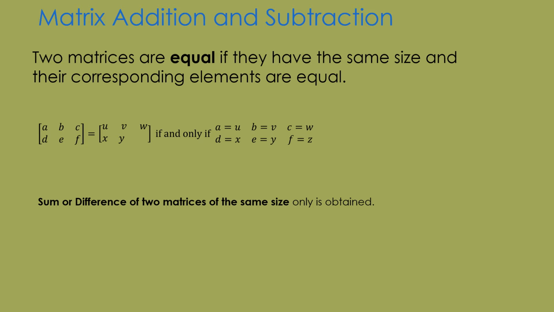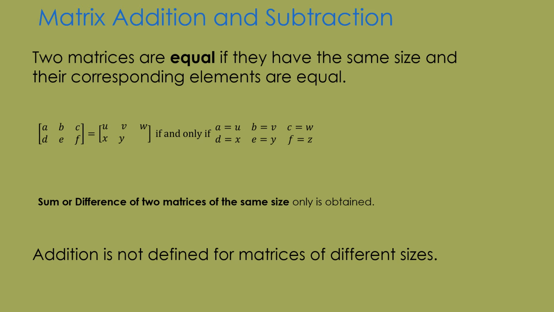So the sum and difference of these two matrices will be of the same size. If it is 2 by 2, then the sum and difference also will be 2 by 2. If it is 2 by 3, then the sum and difference also will be of 2 by 3. So addition is not defined for matrices of different sizes. Only when they are of the same size, you can add or subtract the matrices.